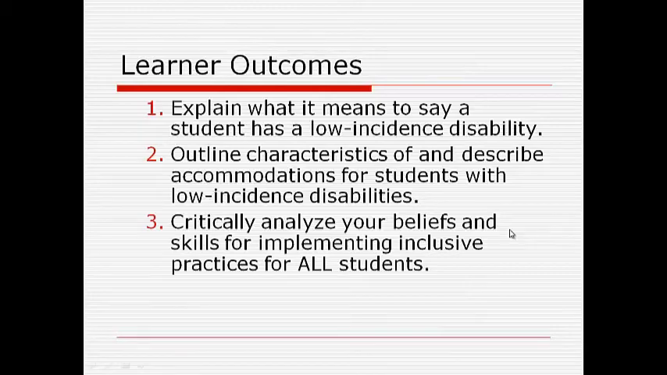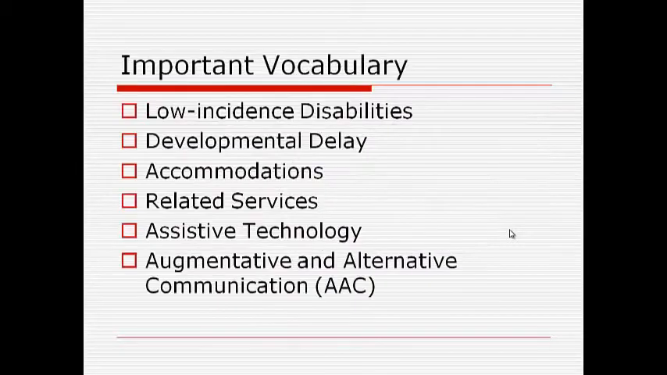The learner outcomes for Chapter 6, Module 3 require us to be able to explain what a student with a low incidence disability means. We're also going to be able to outline characteristics and describe accommodations for students with low incidence disabilities. And finally, we're going to be able to more critically analyze beliefs and skills when it comes to implementing inclusive practices for students with low incidence disabilities.